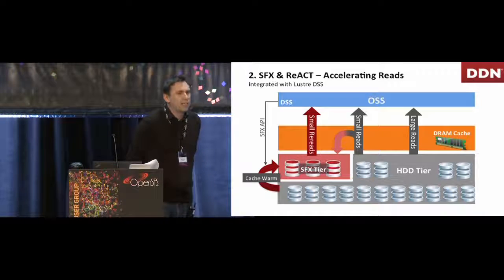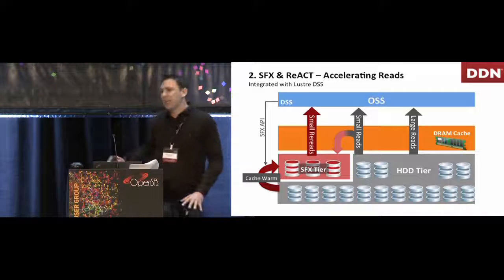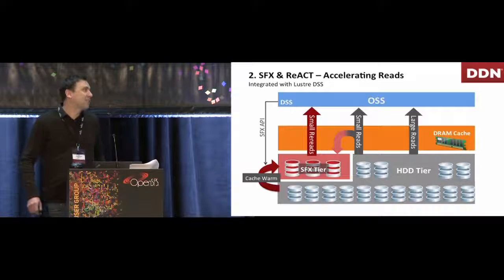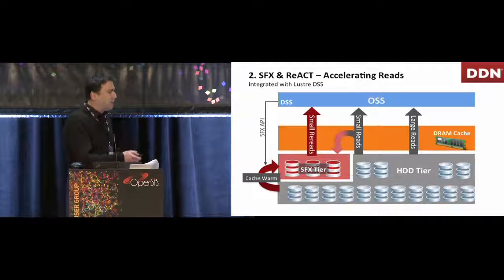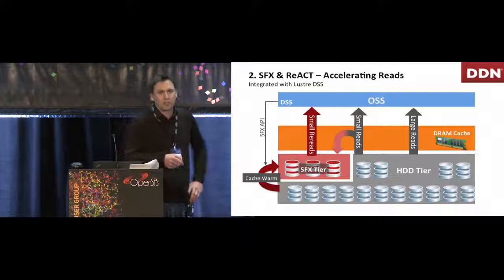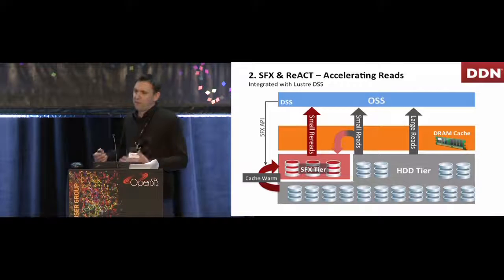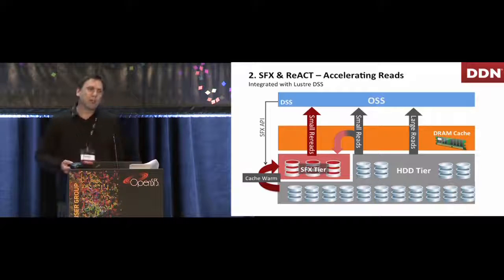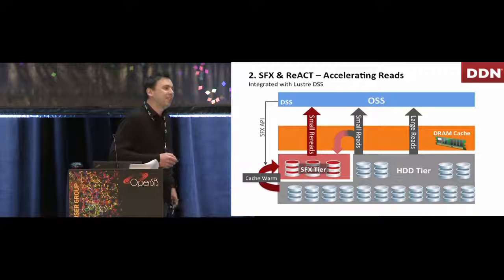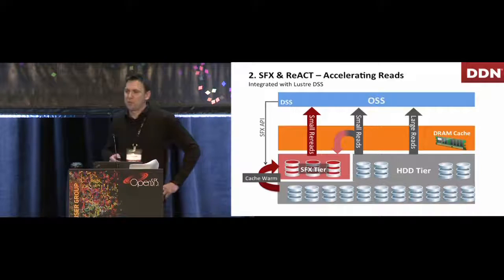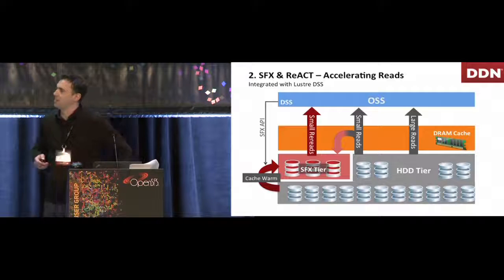So here the picture you see, an OSS is connected to a controller. In the controller is some memory, some hard drives. We've added some SFX SSDs. So for large reads, these will be accessed directly from the hard drive tier. For small reads, initially, they'll come from hard drives as well. But SFAOS will intelligently take those small IOs, and the data accessed by small reads will trickle down into this SFX tier, so that subsequent rereads will all be served with very high IOPS from a small number of SSDs.